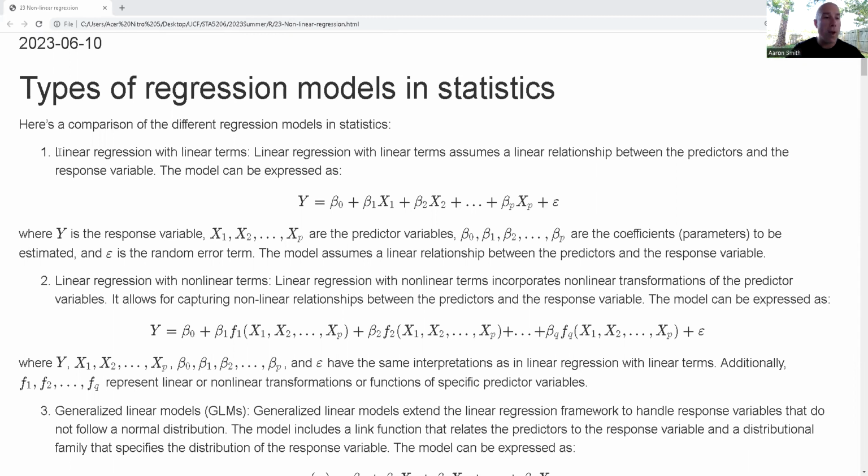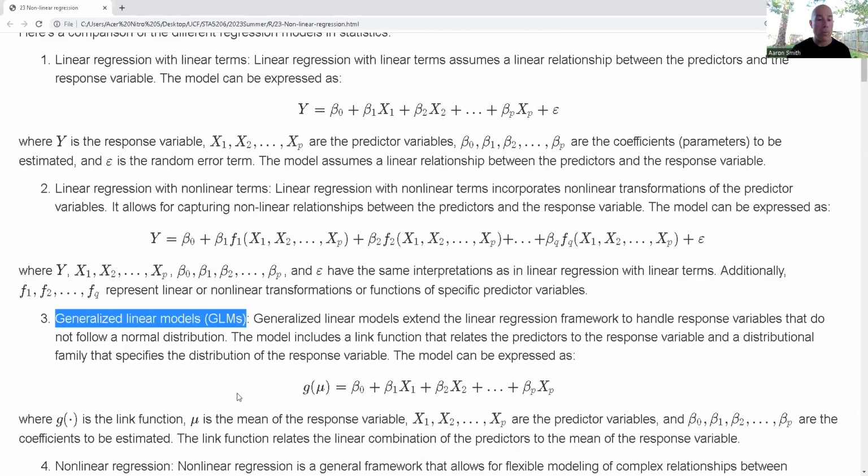So first and foremost, I'm going to say linear regression with all linear terms. Next one is linear regression with nonlinear terms, then generalized linear models, GLMs, and then the last one will be nonlinear regression.